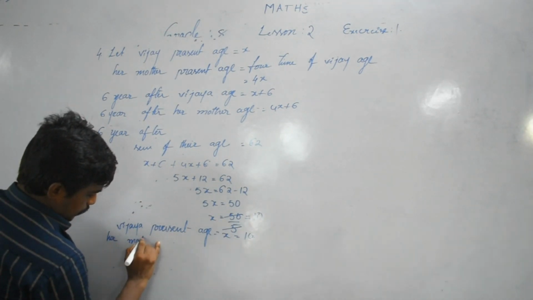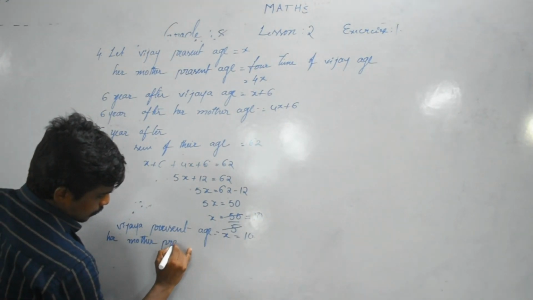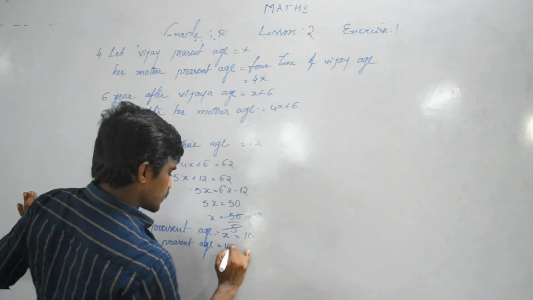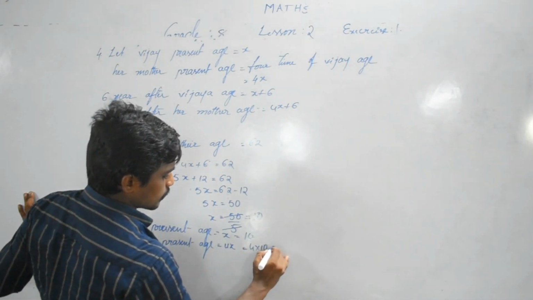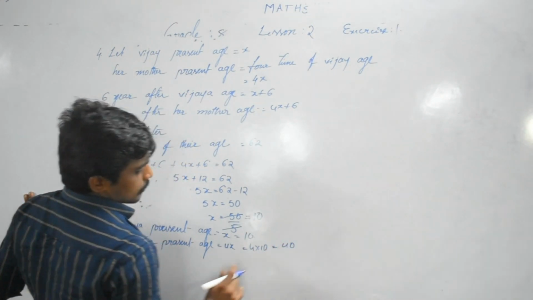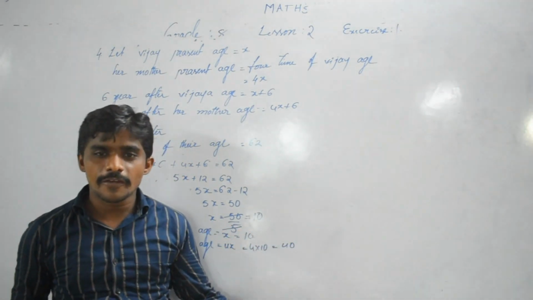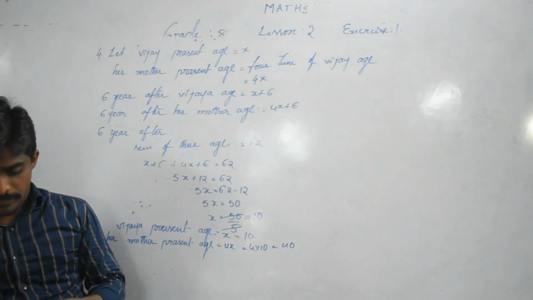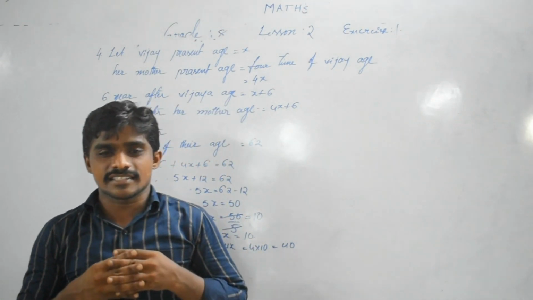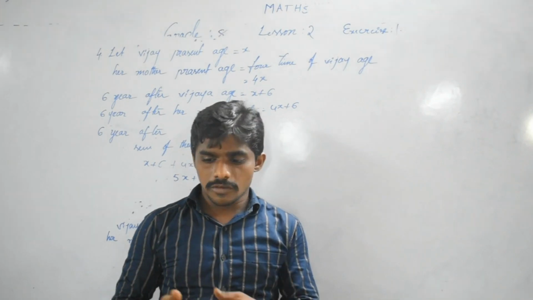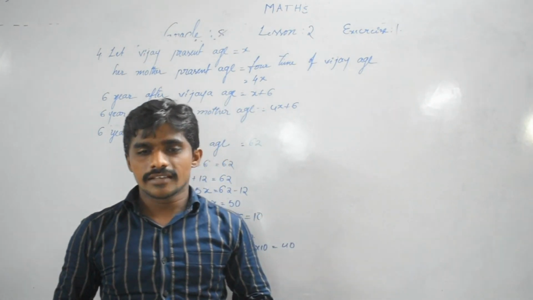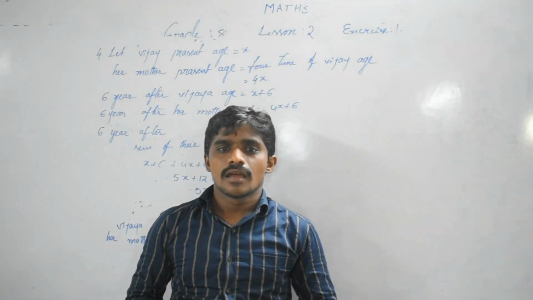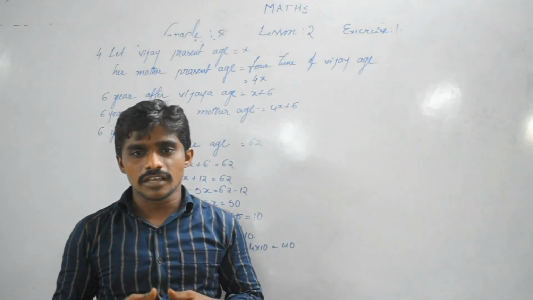Her mother's present age is 4x, so 4 times 10, that is 40. So now both are 50 after 6 years. Here 6 years added gives 62. Tomorrow we are going to do exercise 2. There are so many examples, I said only 4 examples. The remaining examples you try to understand and practice at home. Shall leave the class. Take care.